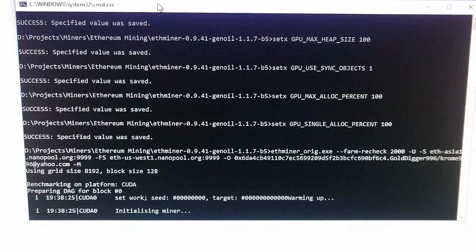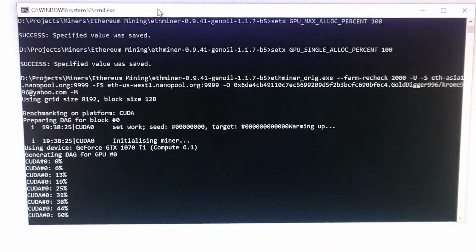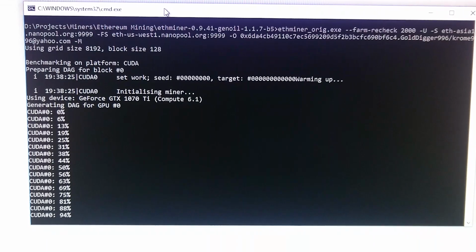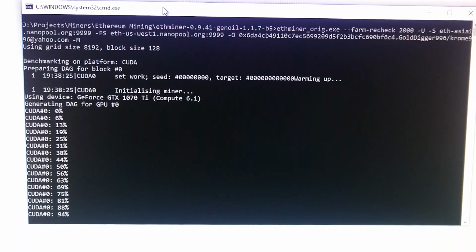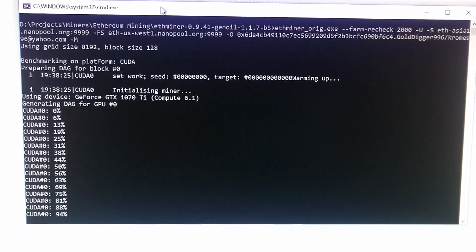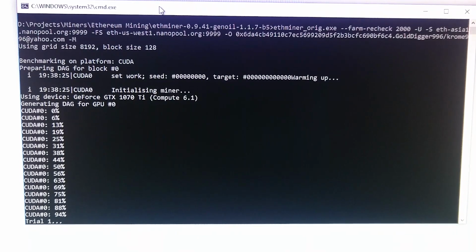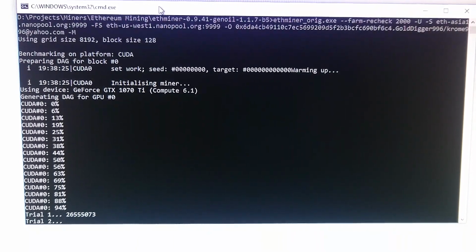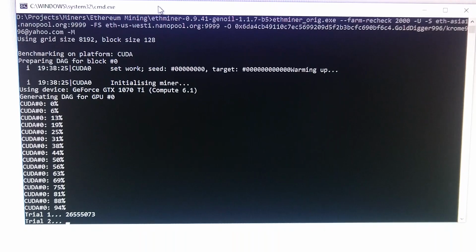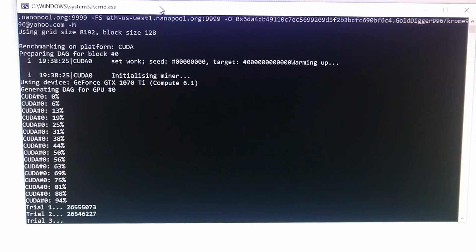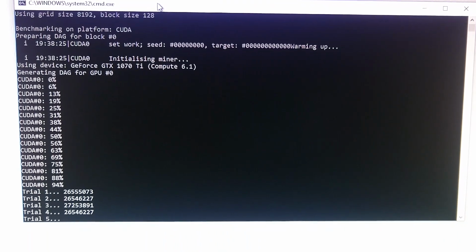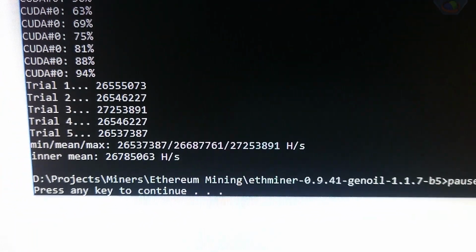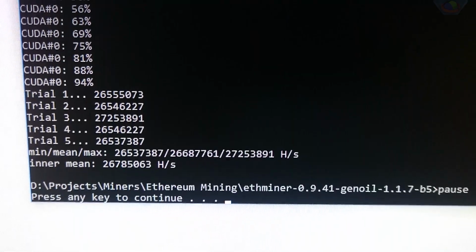Alright, so if any one of you is still doing mining on Ethereum, this is the benchmark. That's 26 megahash per second average.